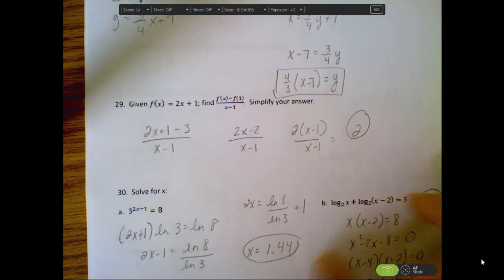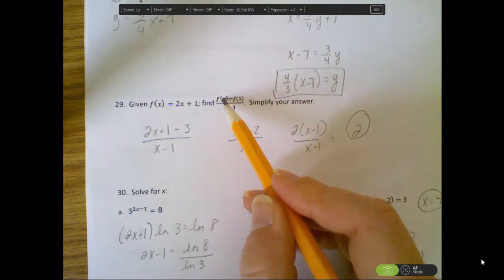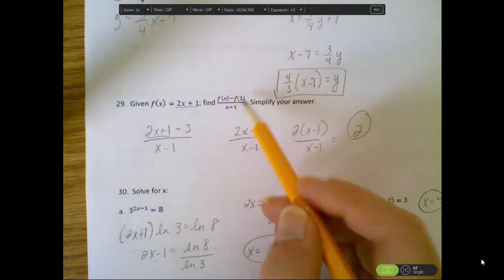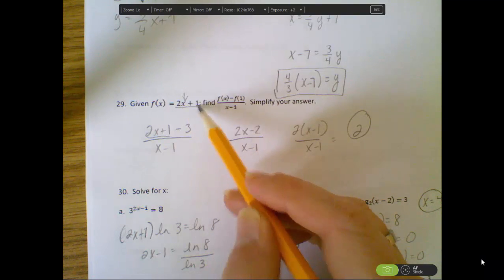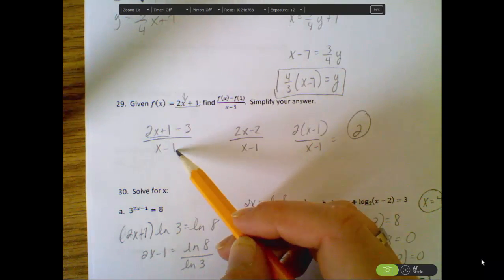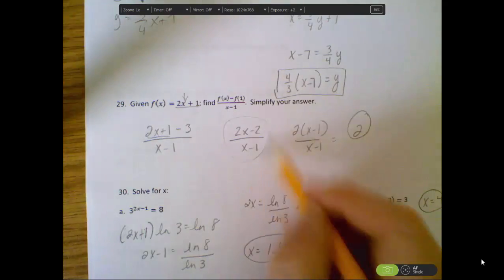Here we're going to do f of x is just the function, put it in, minus f of 1, which means you have to evaluate this for 1. 2 times 1 is 2 plus 1 is 3, all over x minus 1, and simplify. A lot of you probably stopped here.